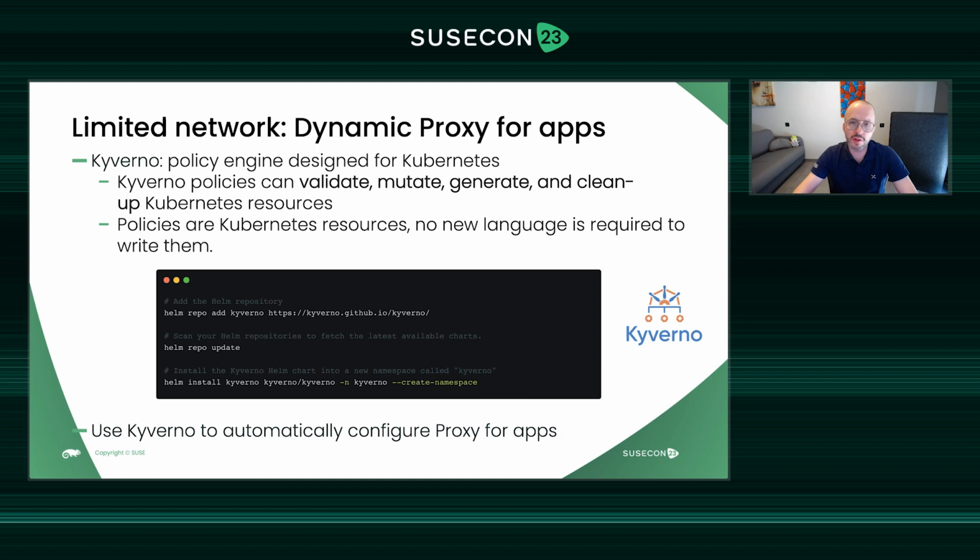Kyverno, this is a policy engine designed for Kubernetes. Kyverno allows you to define, by using Kubernetes resources, some policies. And these policies can validate, mutate, generate, and clean up the entire Kubernetes resource. So the goal here is to create a policy, and like I say, a policy is a Kubernetes resource, a custom resource. There is no new language to learn to write them. This is just a raw YAML file. And the goal here is to use Kyverno to automatically configure proxy for your apps.